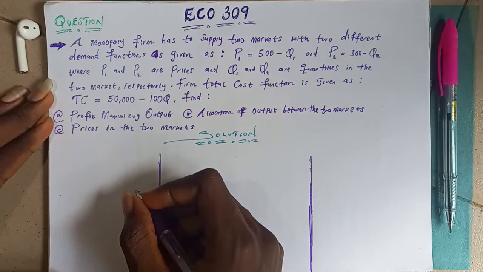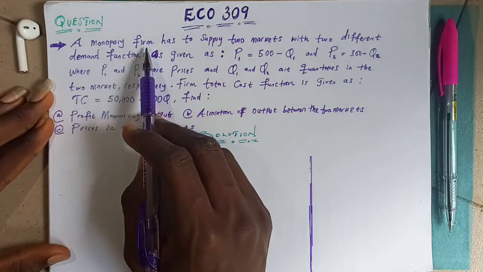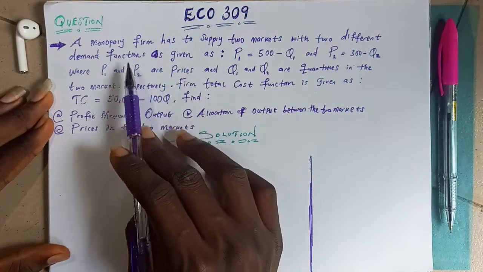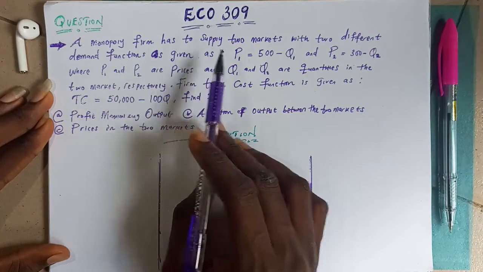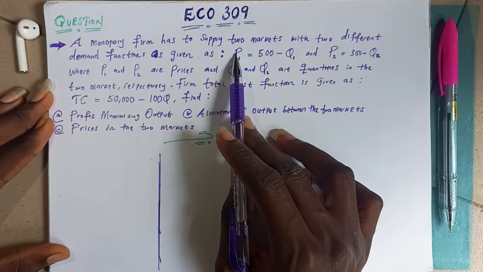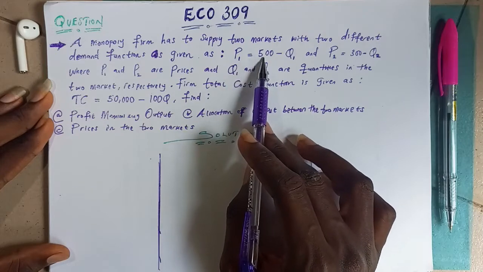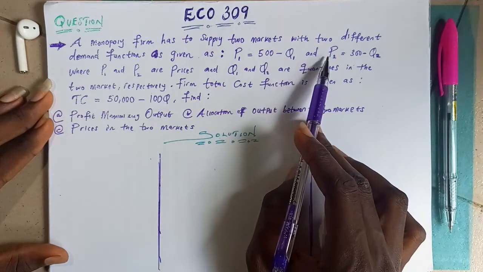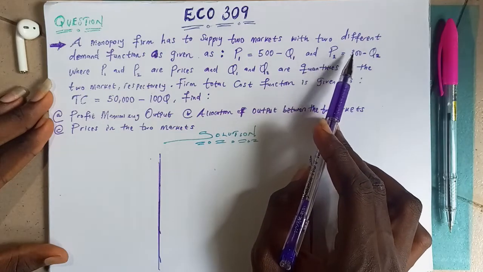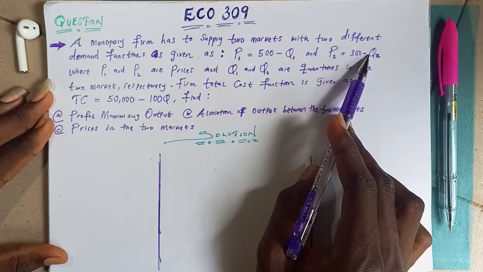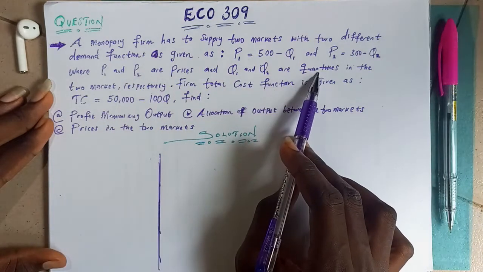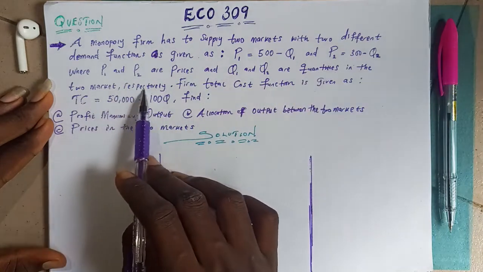The question here says that a monopoly firm has to supply two markets with two different demand functions. The first price, P1, is given as 500 minus Q1, where Q1 is the quantity, and the second price function is 300 minus Q2, the second quantity. So here P1 and P2 are the prices, and Q1 and Q2 are the quantities in the two markets respectively.